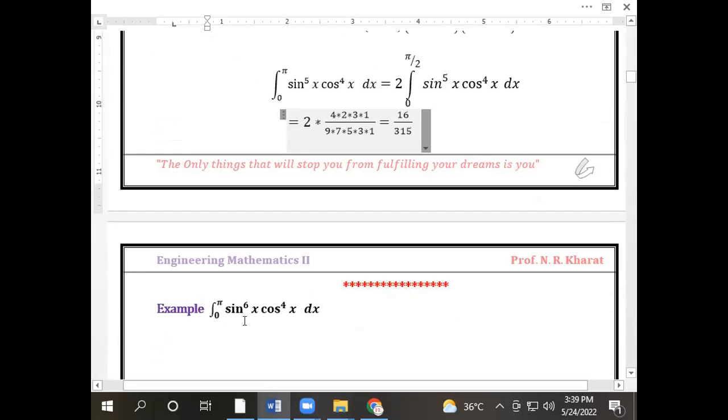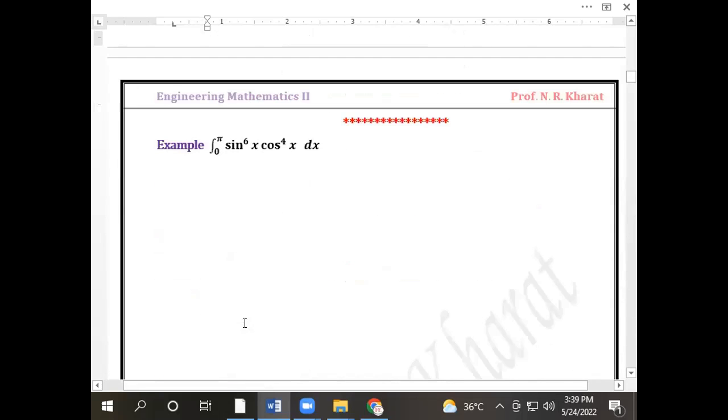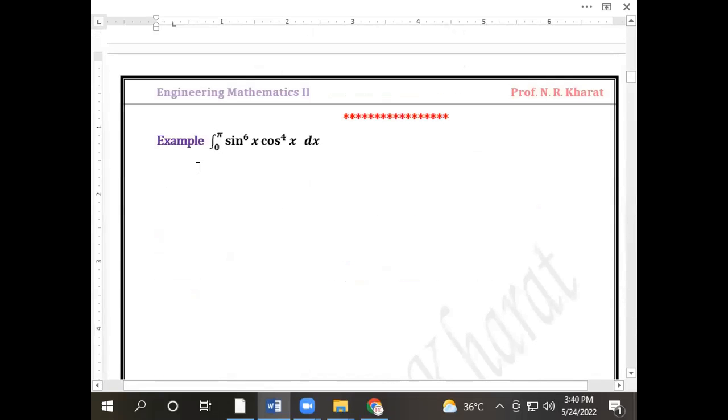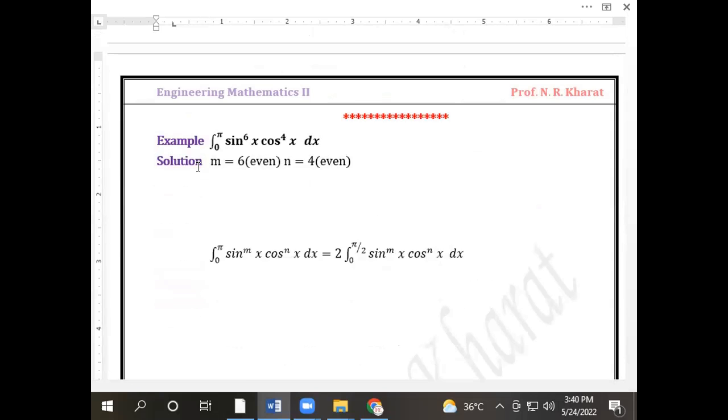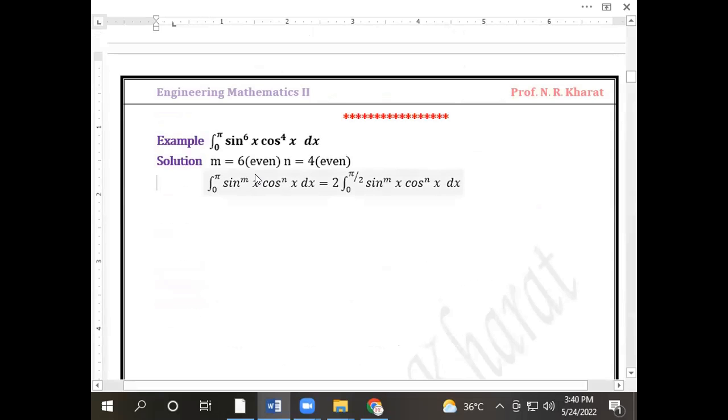Here both are, suppose, even. Sin index is 6, cos index is again 4. Means both are even. Then we know that the conversion totally depends on your value of n. If n is odd, it is 2 times. So we get a solution of such an example by using the standard formula. This is the conversion. We have to multiply 2 times and we get a solution.